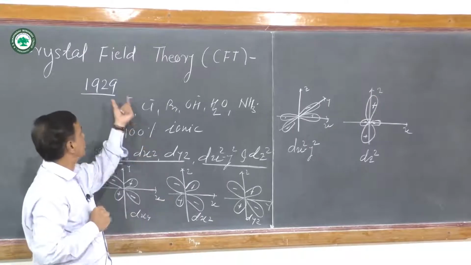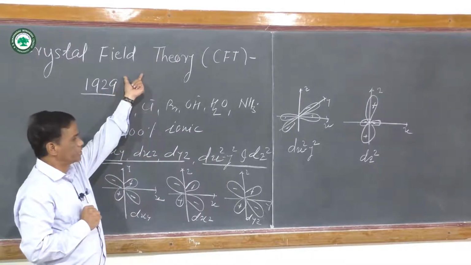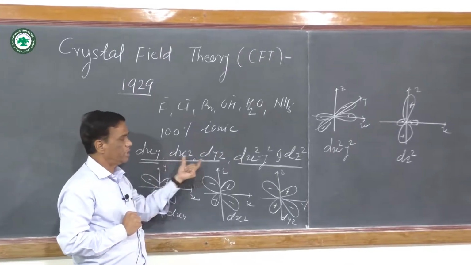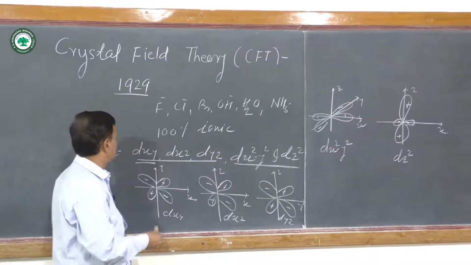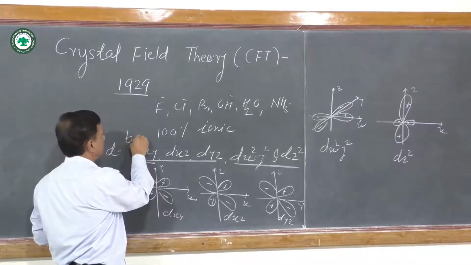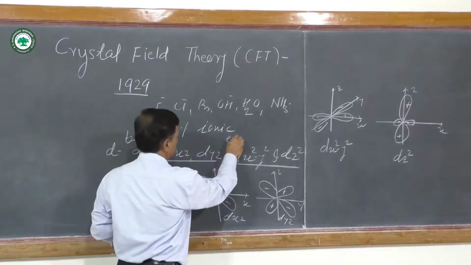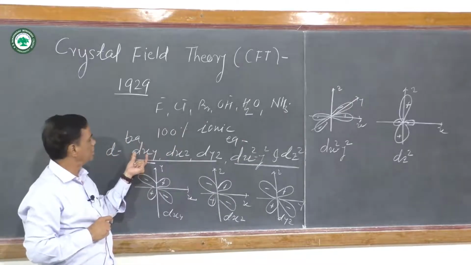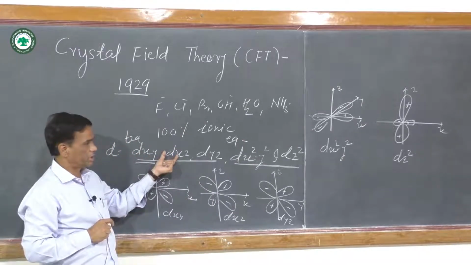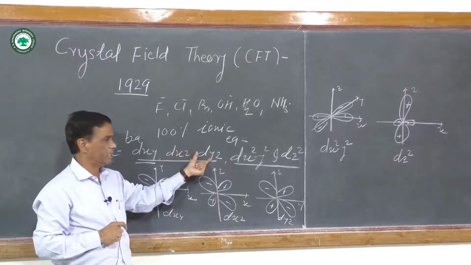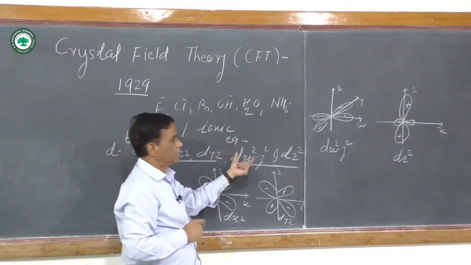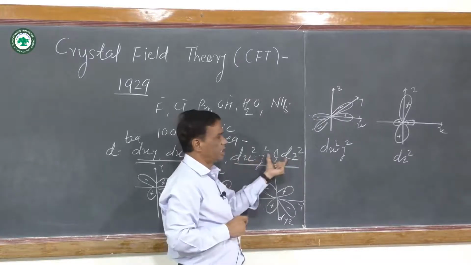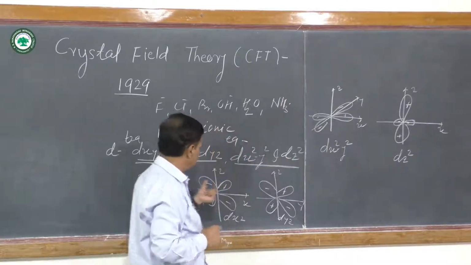When a coordination compound is formed according to the CFT, the 5 d orbitals are divided into two sets. One is called the T2g set and the second is known as the eg set. In T2g, there are 3 d orbitals. One is dxy, second is dxz, and third is dyz. In the eg set, there are 2 d orbitals. One is dx square minus y square and the second is dz square.